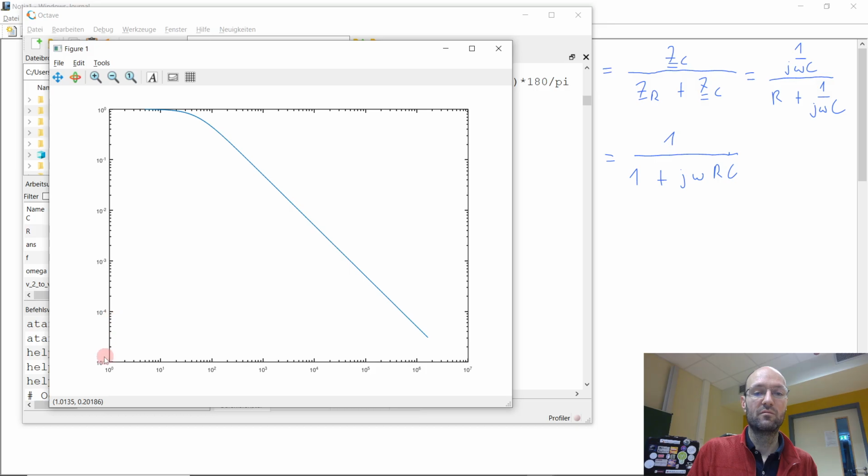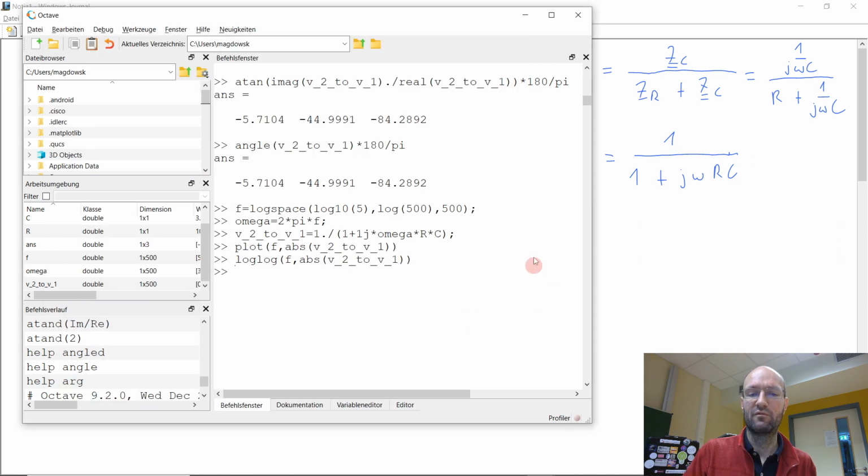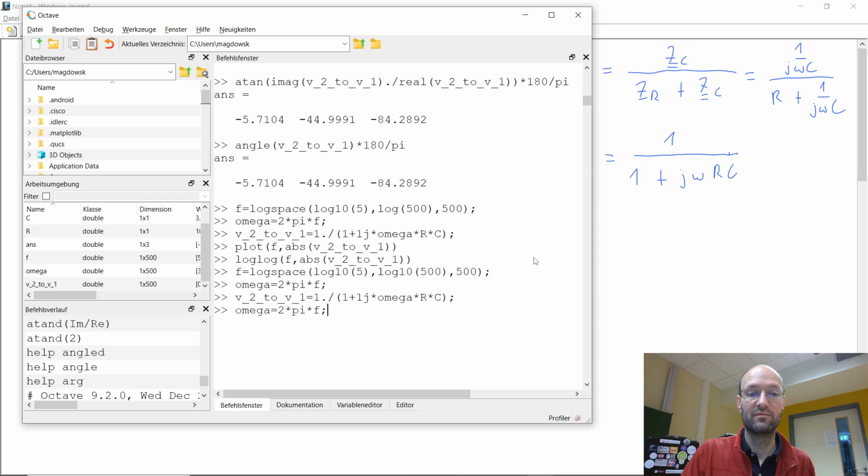We see that for small frequencies, this ratio is about 1. And then for higher frequencies, I just wondered why my frequency range is going so much up, but I forgot the log 10 here, and then it was using the natural logarithm. So let's do the calculation quickly again. And now if we plot it, okay.